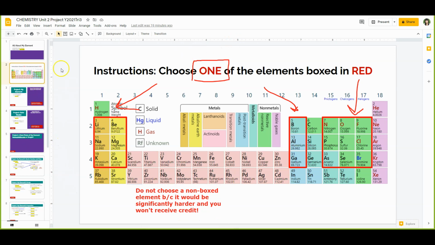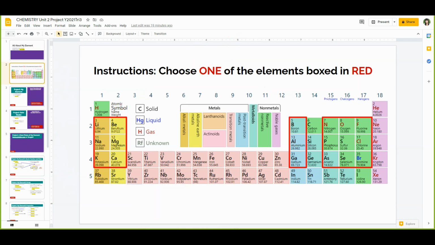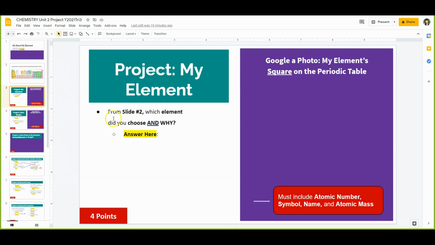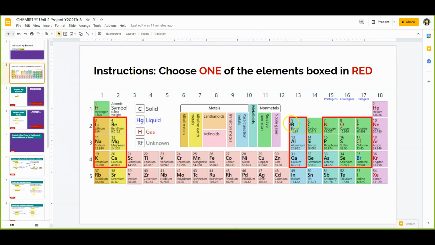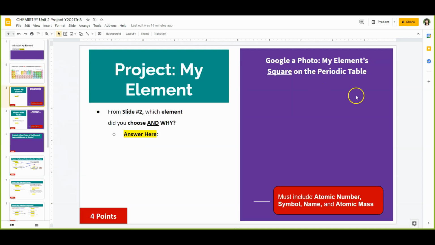So once you have chosen your element, now you're going to go ahead and do some analysis on it. So we need to know which element did you choose and why. So you'll go ahead and type out, I chose this element and why, right? So it chose which one from here. And then go ahead and Google your element's square on the periodic table. You can also just go to ptable.com and use the one on ptable.com.